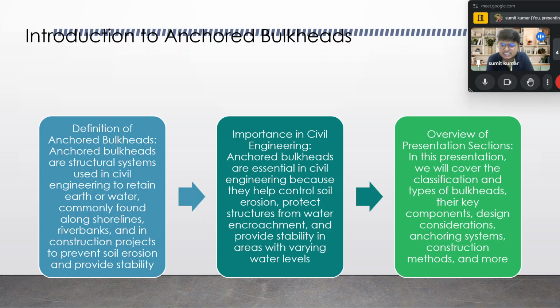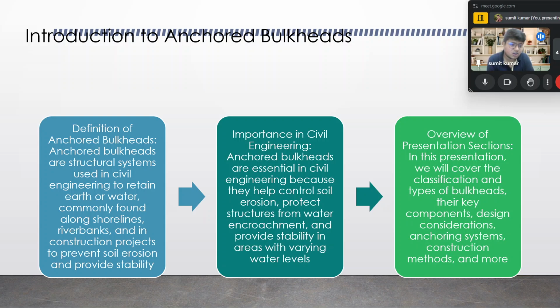Anchor bulkheads are structure systems used in civil engineering to retain earth or water. How it is different from the sheet pile wall, we will see. They are commonly found along the shoreline and river bank, and in construction projects to prevent soil erosion and provide stability. When we talk about its importance in civil engineering, anchor bulkheads are essential because they help to control soil erosion, protect structures from water encroachment, and provide stability in areas with varying water levels.